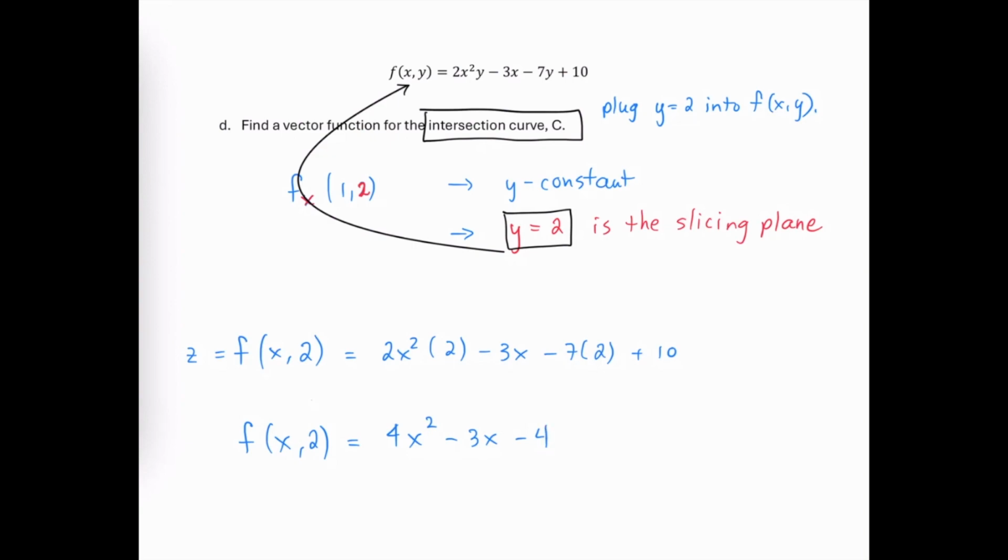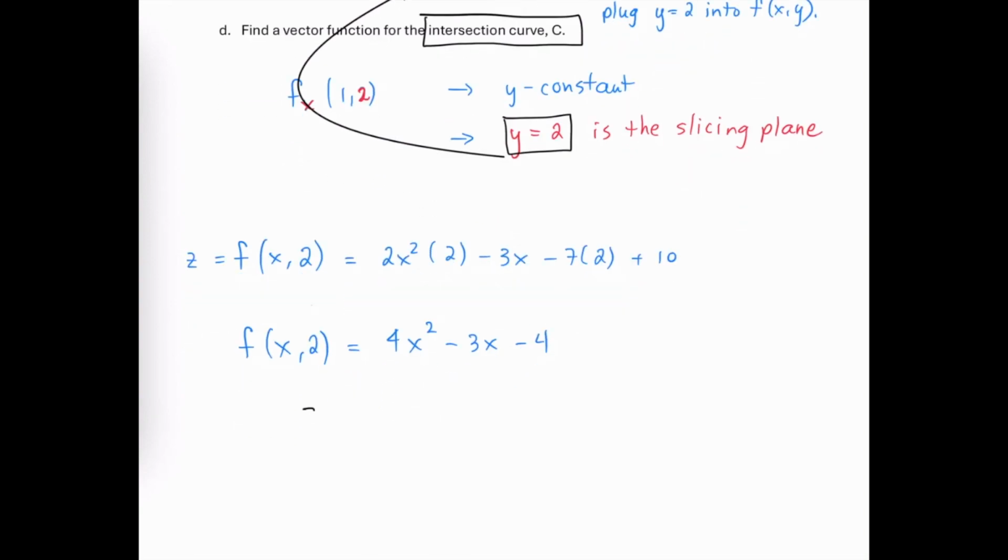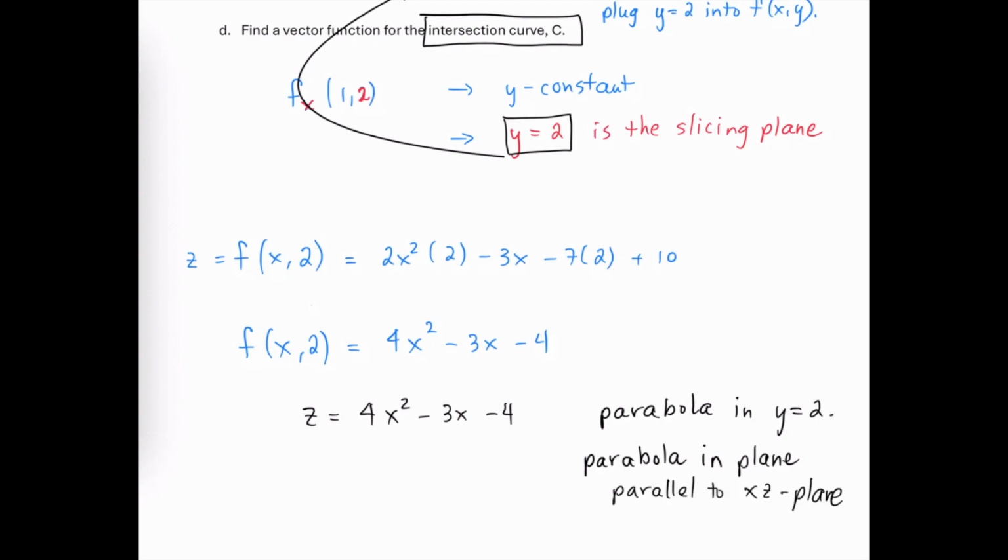And this actually makes sense because, as you'll remember from GeoGebra, what we saw when we intersected those two surfaces was a parabola in the y is equal to 2 plane. And we can also think about that as a parabola in a plane that's parallel to the xz plane. And here we see that we only have a changing x and a changing z, so we're in a plane parallel to the xz plane.